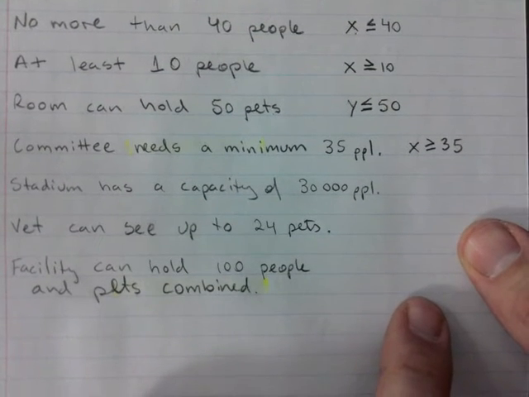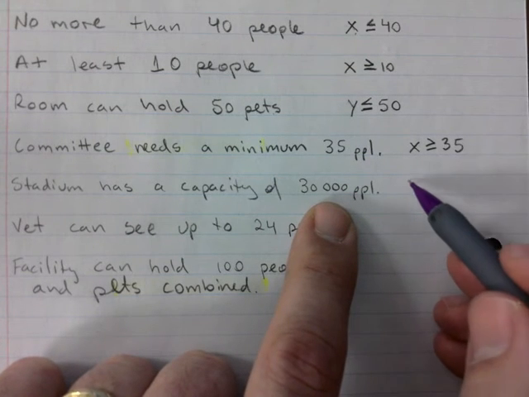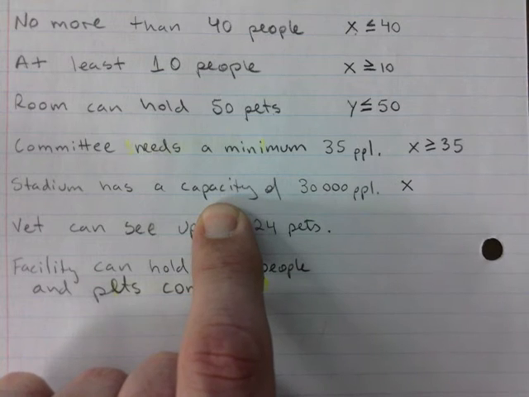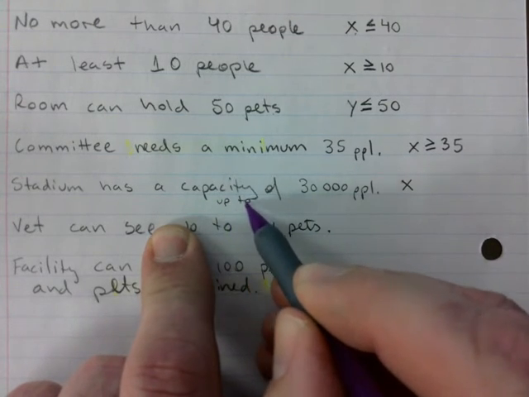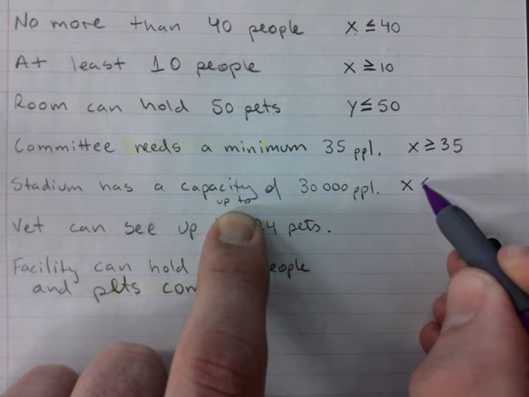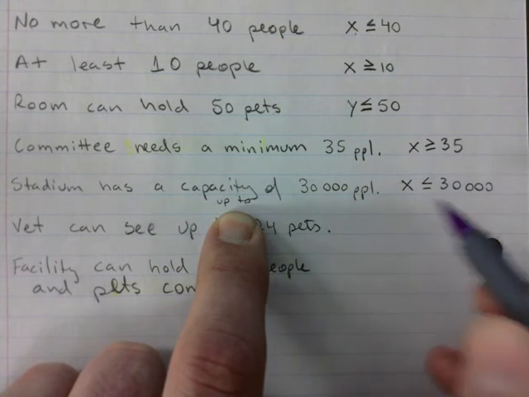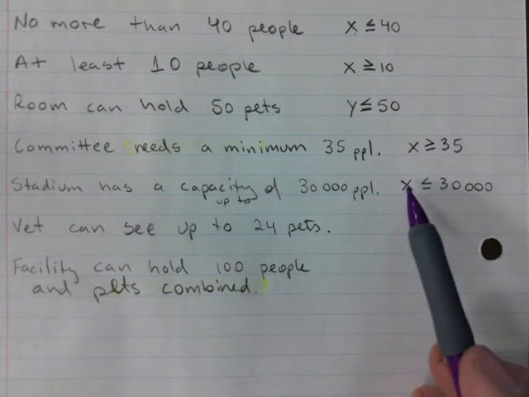Let's keep going. A stadium has a capacity of 30,000 people. So we're talking people again. Capacity means has the ability to have this many people, right? So it's almost like up to. If you see capacity, it's like this is how much it can hold. So what we need to write is that the number of people has to be less than or equal to 30,000. That's what this statement is saying, right? You can have up to 30,000 people, but no more. So read it from left to right.